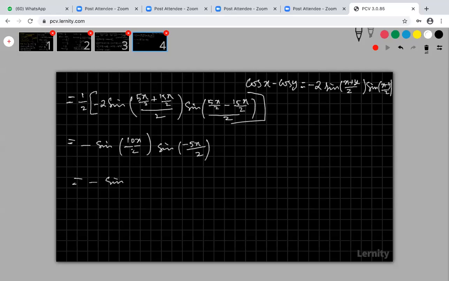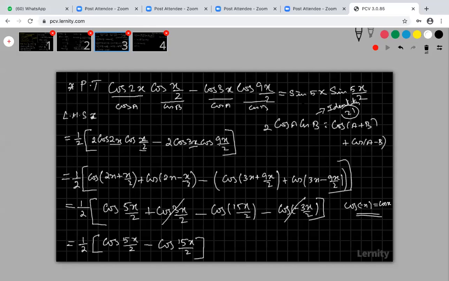So this is minus of sine of 10x by 2, that is 5x. And sine of minus x is minus sine x. So this minus will become plus, sine of 5x by 2. This is your RHS. What is the question? Sine 5x into sine 5x by 2 is the answer. This is what we had to prove.